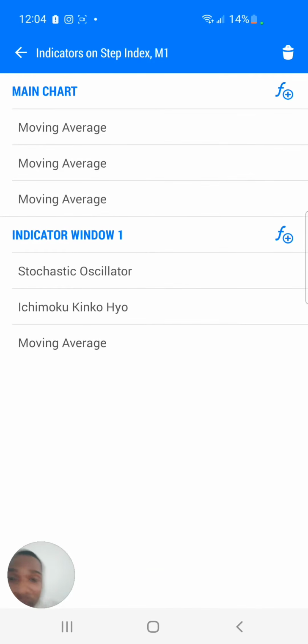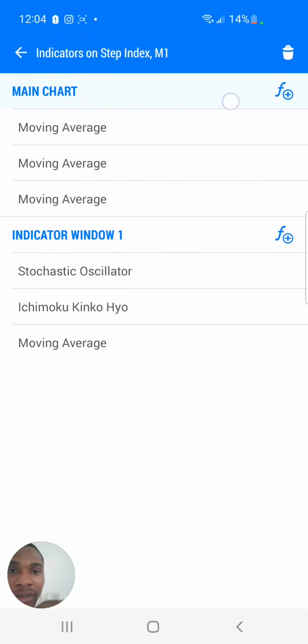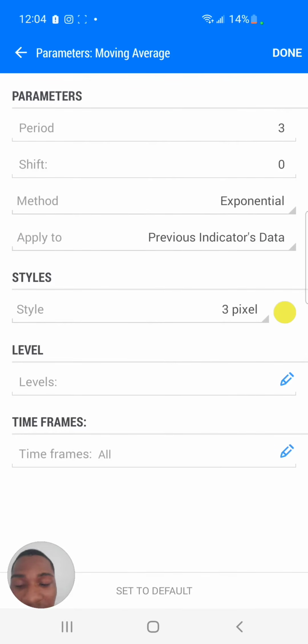So last indicator, on indicator window 1. You can add an indicator here on the main chart, but now we're using indicator window 1. I'll just highlight that. Indicator window 1. This is where you click your plus to add indicator before you add this moving average. You understand? Don't add that last moving average on the main chart. Add it on indicator window 1.